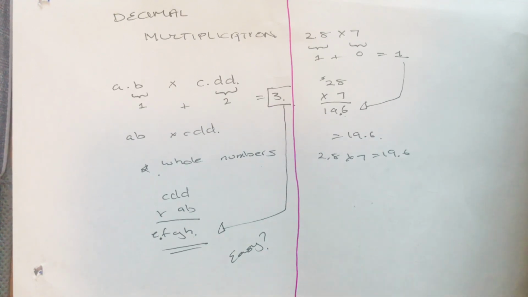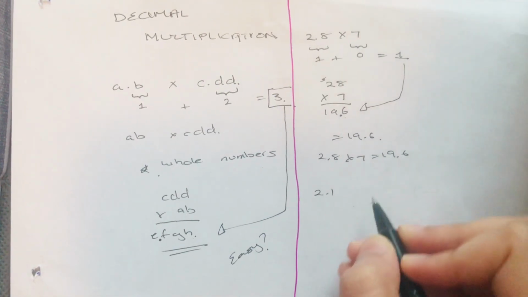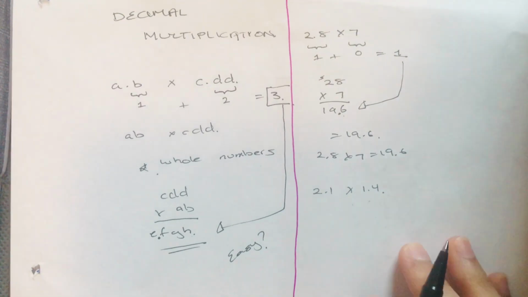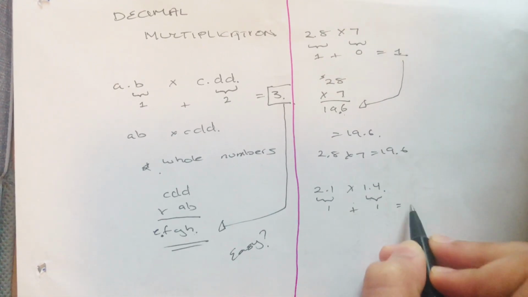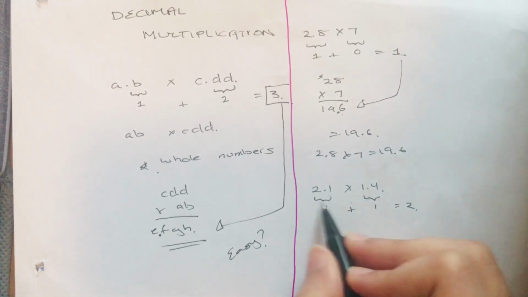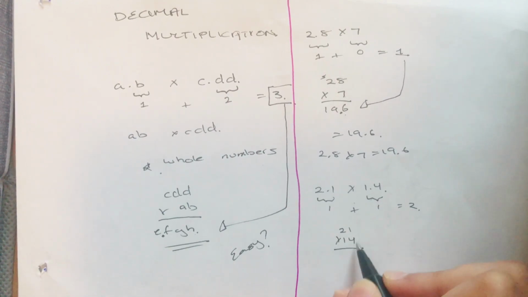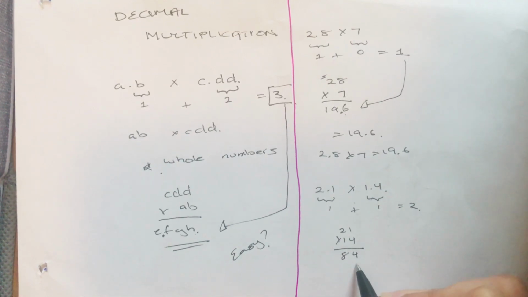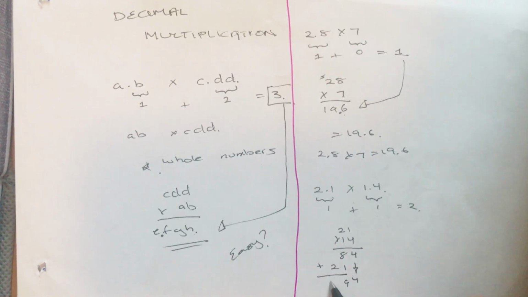Okay, so my next example is 2.1 multiplied by 1.4. Okay, so you count the decimal points, so 1 and 1, you add them, you get 2. Okay, and then you multiply like normal numbers. So 21 times 14, so 4 times 1 is 4, 4 times 2 is 8. Okay, this will go down. So 1 times 1 is 1, 1 times 2 is 2. You add them, 4, 9, 294.